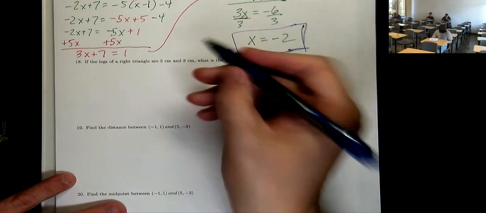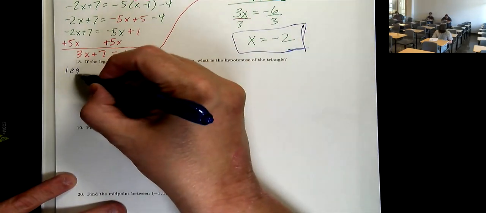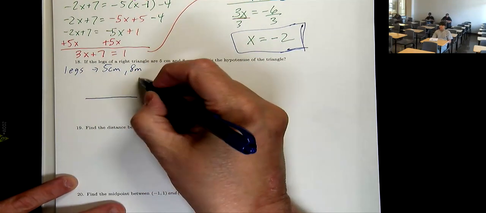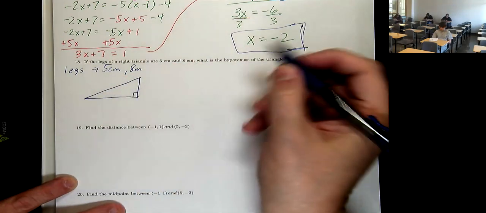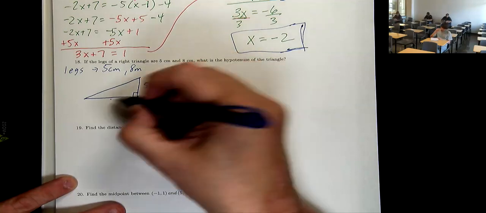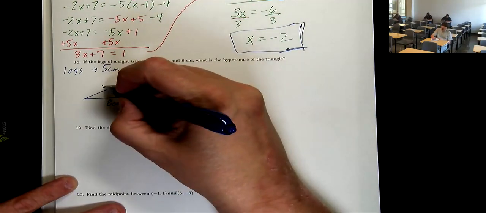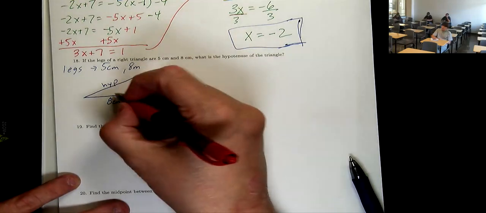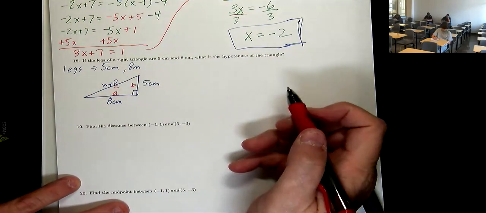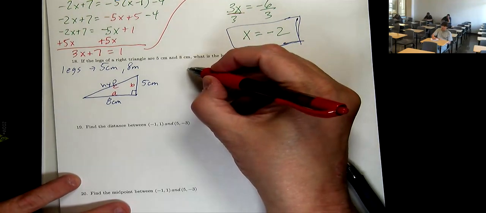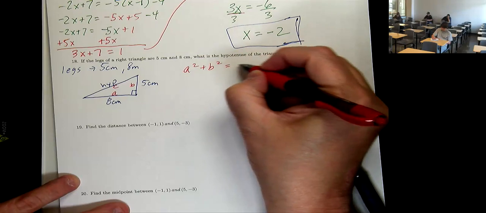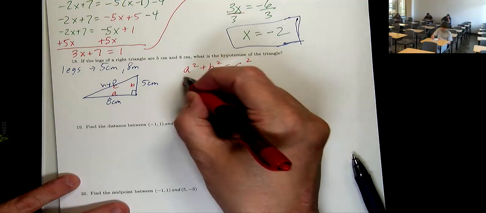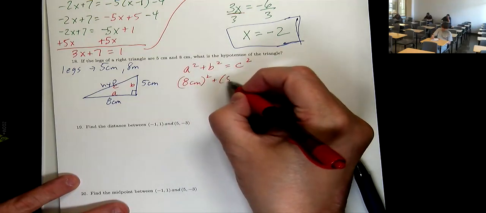All right, 18. It says the legs of a right triangle are 5 centimeters and 8 centimeters. The legs are the 2 sides touching the right angle, not the long side. So 5 centimeters and 8 centimeters. The hypotenuse is the long side. This is like A, B, and C. So for a right triangle, the equation is a squared plus b squared equals c squared. A is 8. B is 5 centimeters.